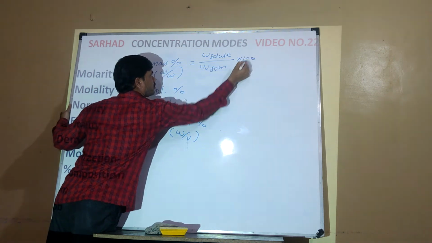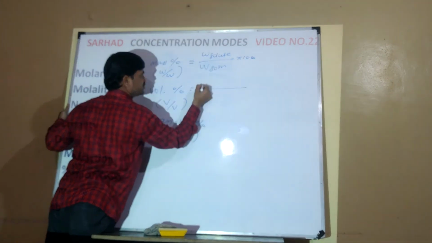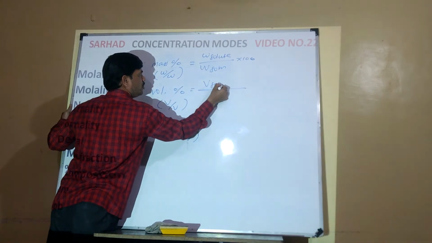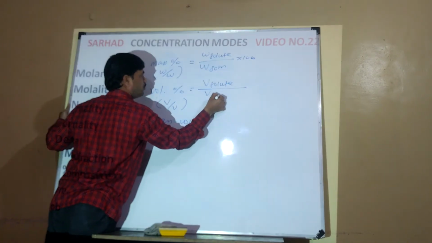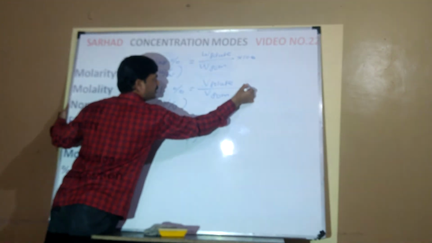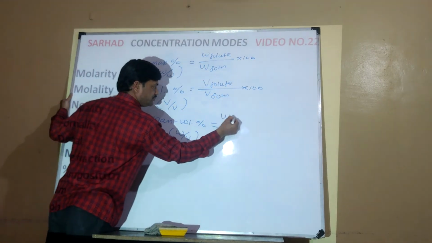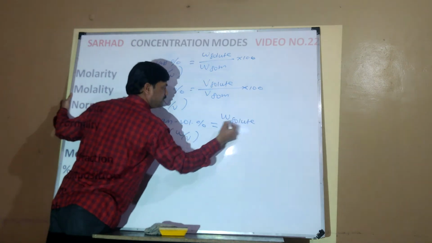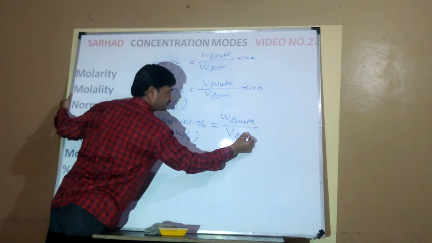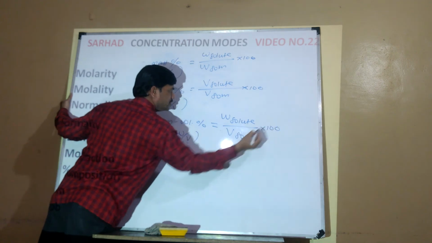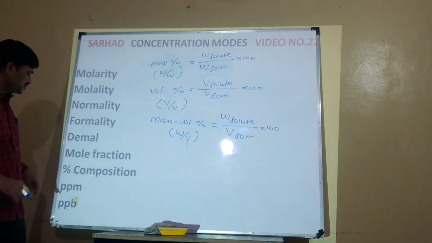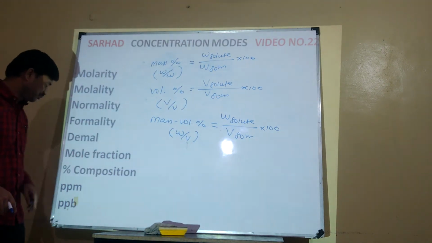What about volume percentage? Change this ratio: volume of solute upon total volume of solution, again into 100. What about the combined form? This is weight of solute upon volume of solution into 100. So these are the three sub methods in case of percentage composition.